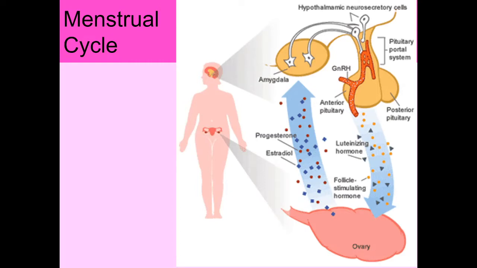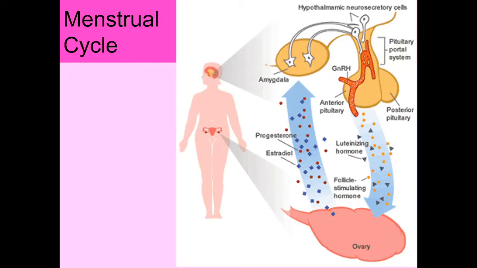So you see up at the very top, it says hypothalamic neurosecretory cells. What we're looking at is the main structure of the brain that controls our hormone pattern, whether you're male or you're female. The main structure that controls your hormone pattern is the hypothalamus. There's a particular part of the hypothalamus that secretes the key factors that will activate the pituitary gland.